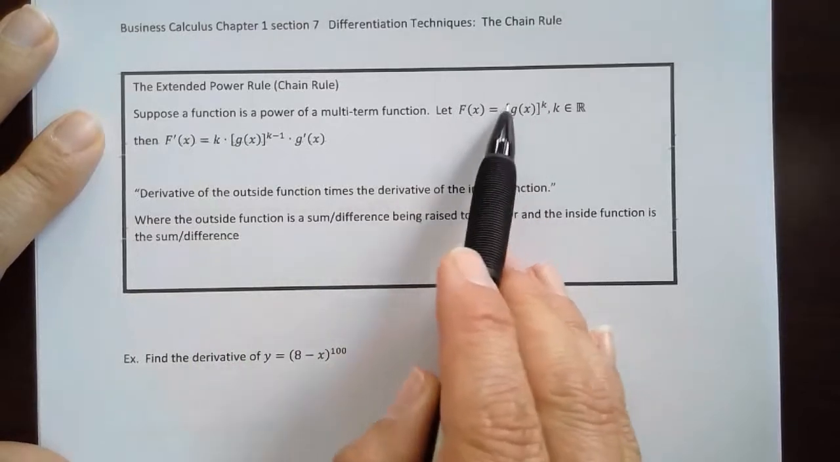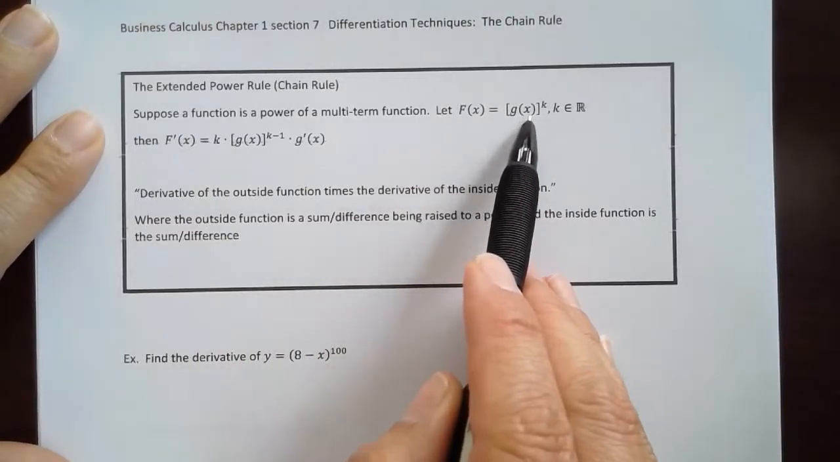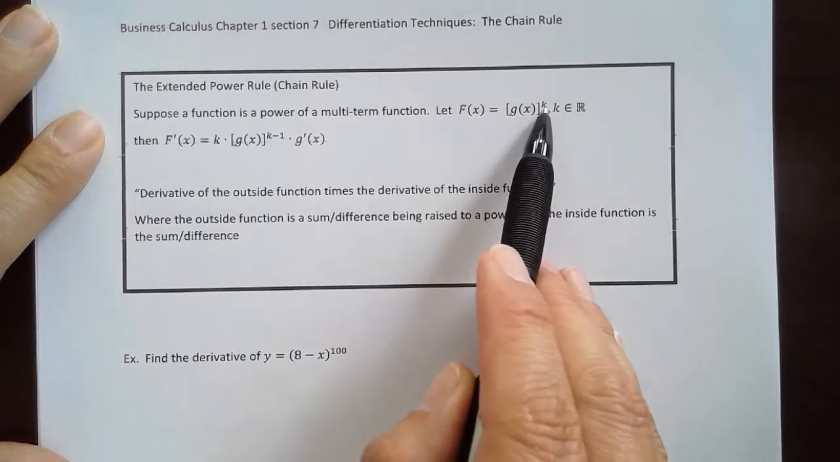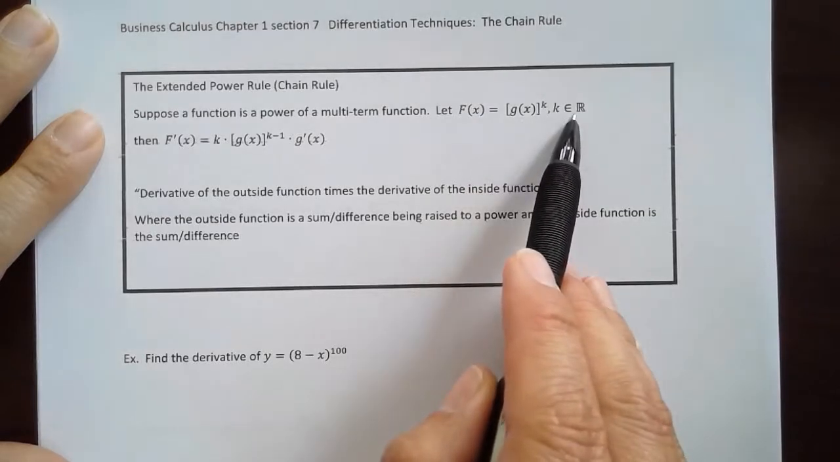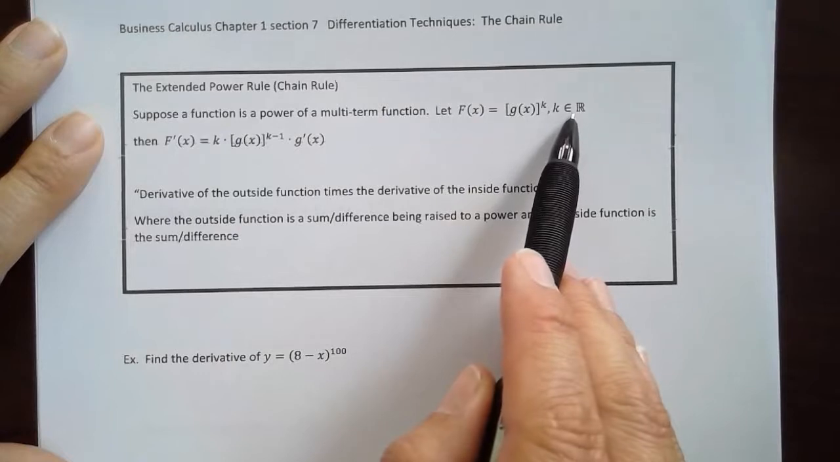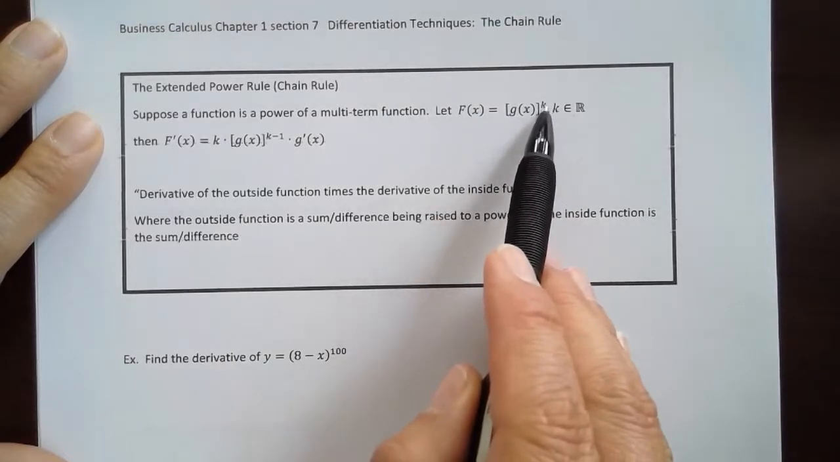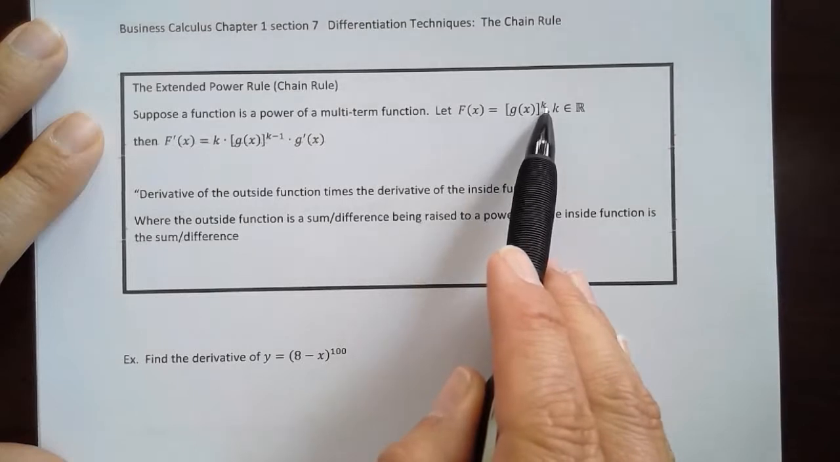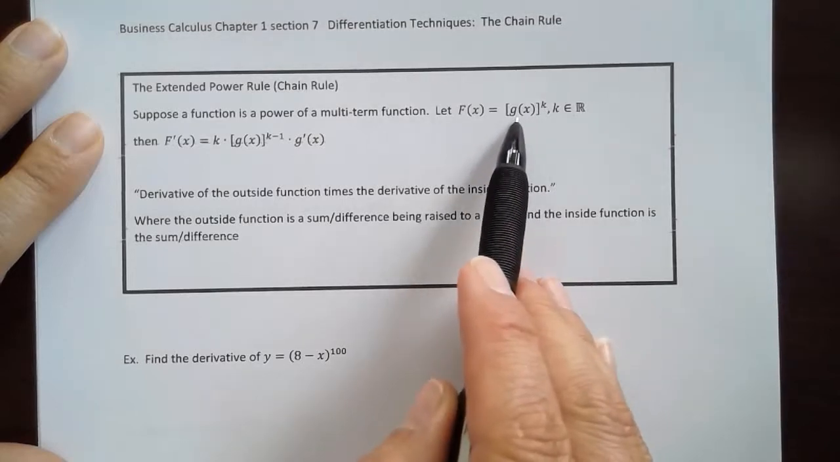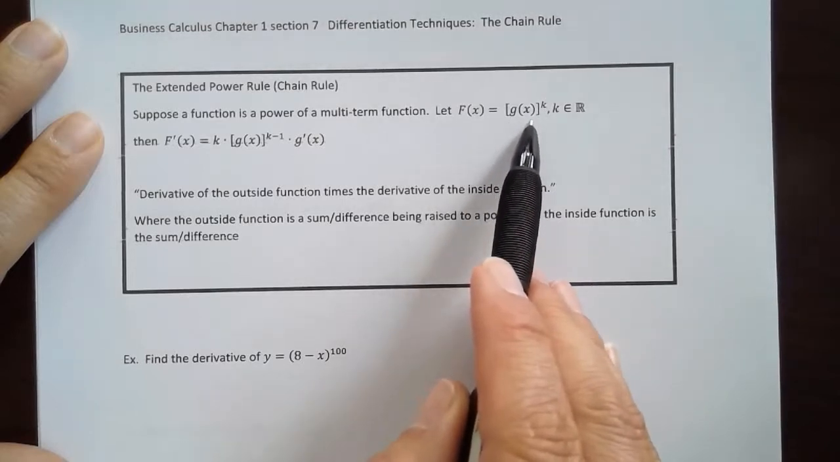So notice how this is written. I have g of x, which would be a multi-term function, and it's being raised to some value k, which is a member of the real numbers. When I go to do the derivative of this, I'm going to think of something being raised to the k power as an outside function, and whatever's being raised, this multi-term function, will be the inside function.